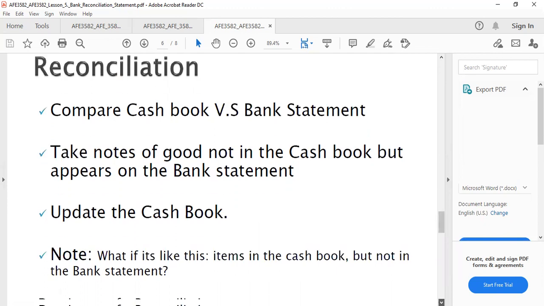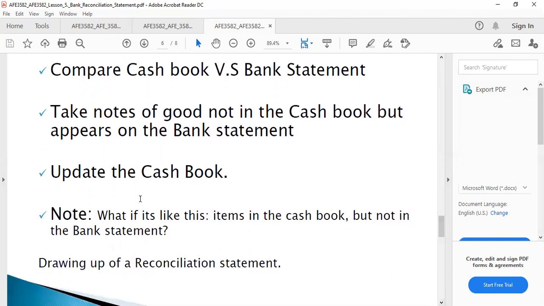You understand? So what if it's like this, an item in the cash book but not in the bank statement? We said that items that are appearing on the bank statement but not in the cash book are added back to the cash book by drawing up an updated cash book, right? So we update our cash book.